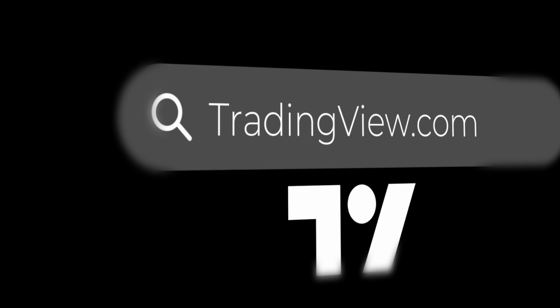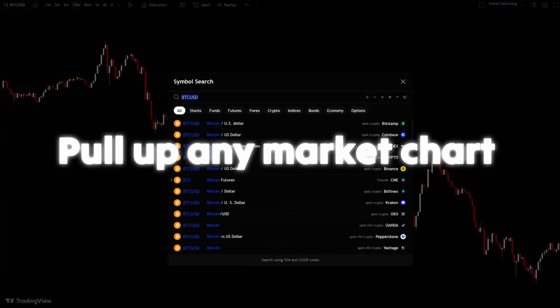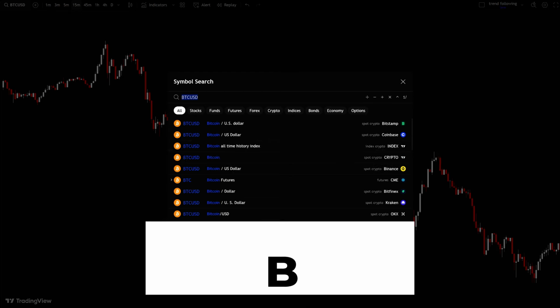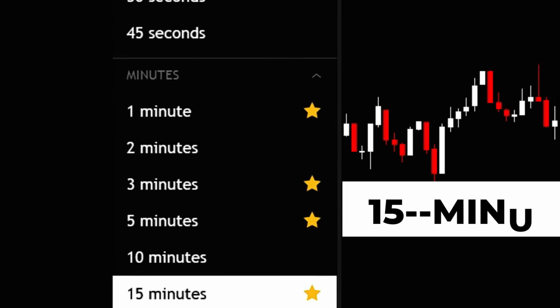First things first, you've got to head over to TradingView. That's where all the magic happens, and once you're there, just pull up any market chart you want to analyze. Me, I usually go with Bitcoin against USDT on the 15-minute time frame.